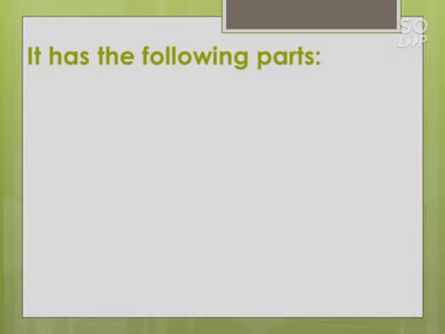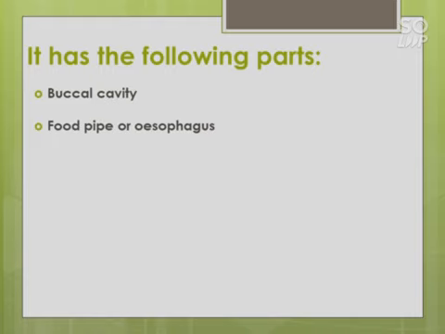So what are the parts of the alimentary canal? It has the following parts. First one is the buccal cavity. It starts from your mouth. The mouth has a buccal cavity. Mouth or nasal, both contribute to the buccal cavity. Then comes the food pipe. Once we take in the food, it travels through this food pipe and goes into the stomach.